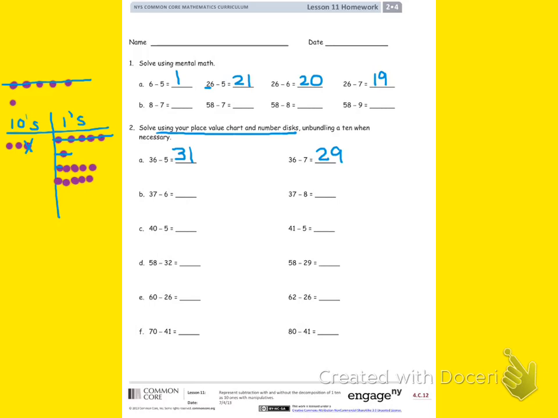Okay, now you use the same strategies that I did to solve the ones in 2A. Draw your place value chart, label it ones and tens, draw 37. 37 has 7 ones, 1, 2, 3, 4, 5, 6, 7, and 3 tens, 1, 2, 3. Now, cross out 6 ones, 5, 6, and write down the answer. 3 tens, 1 1.